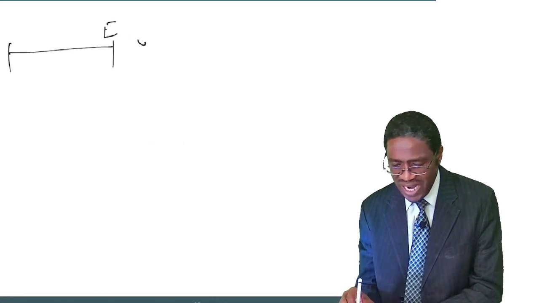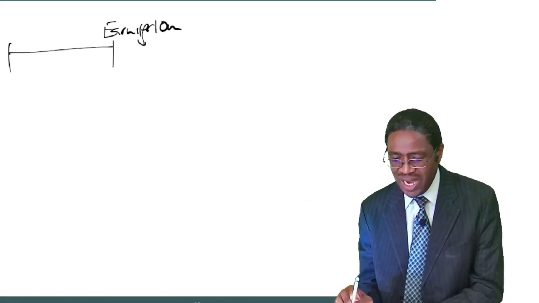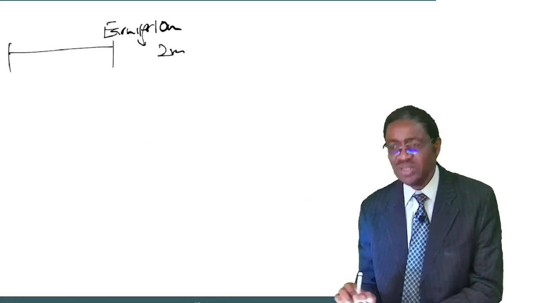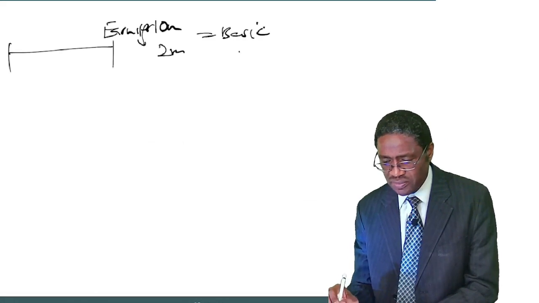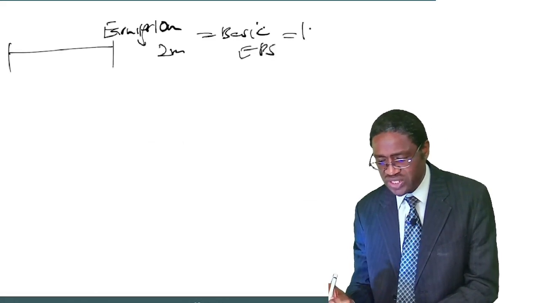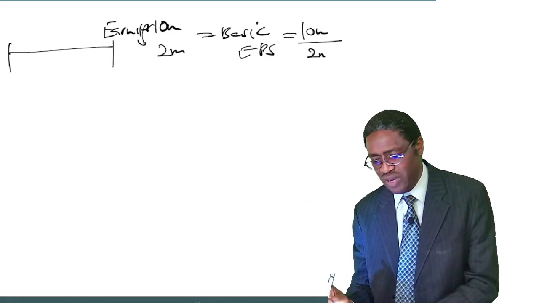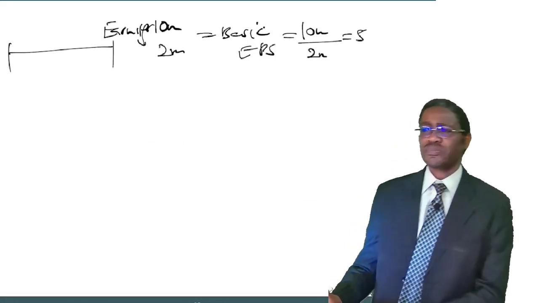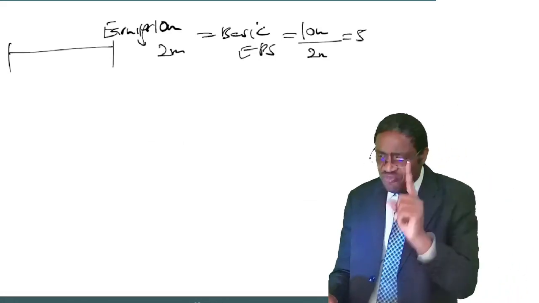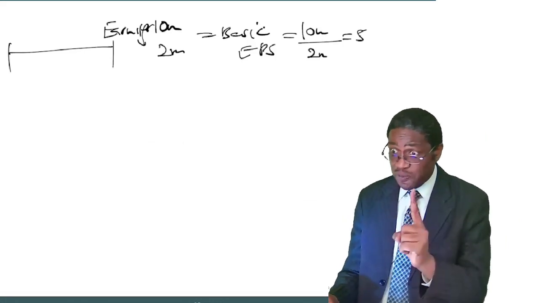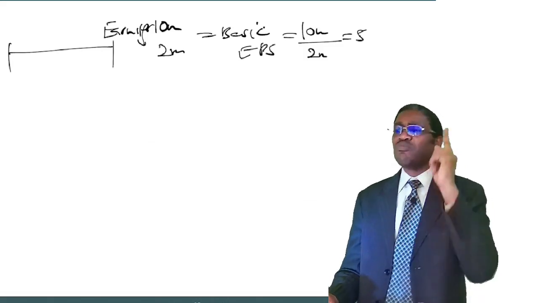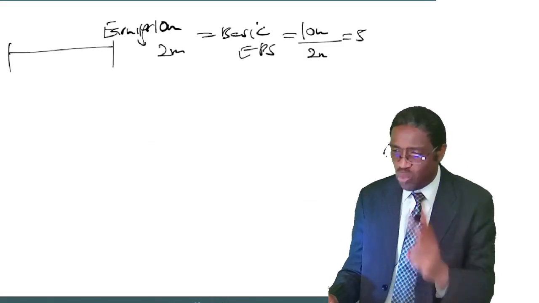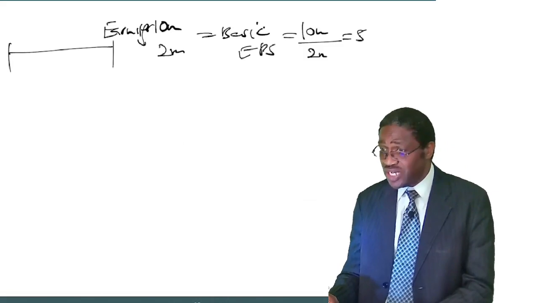Yes, your company had earnings of 10 million, and the number of shares was 2 million. It's true your basic EPS was 5 shillings, which is 10M divided by 2M. That gives me 5. But then we said, what if by the end of the year, your company now has more than one potential ordinary share?